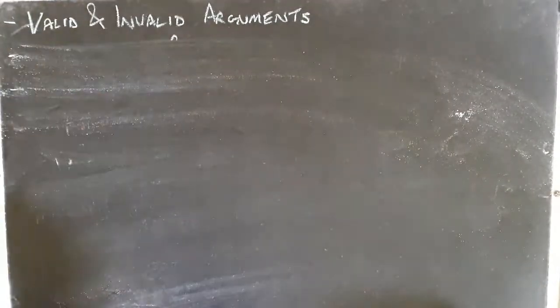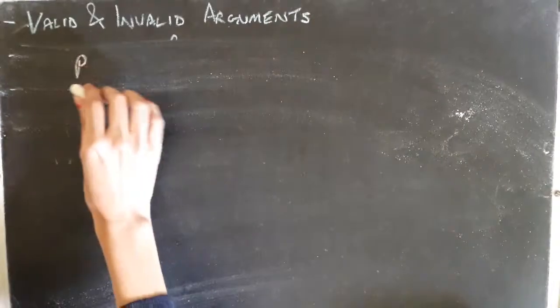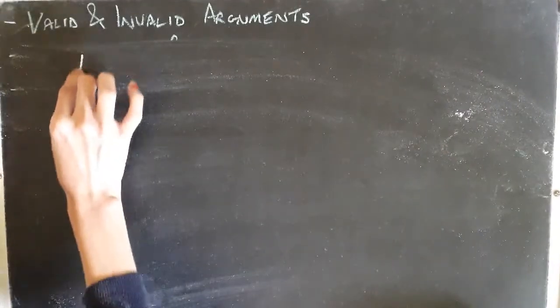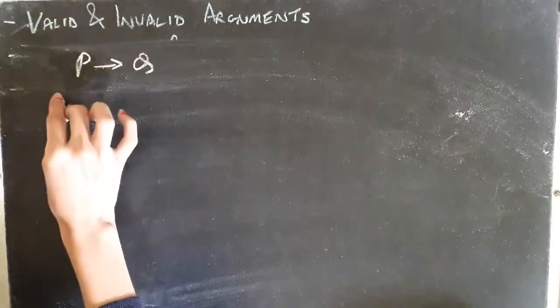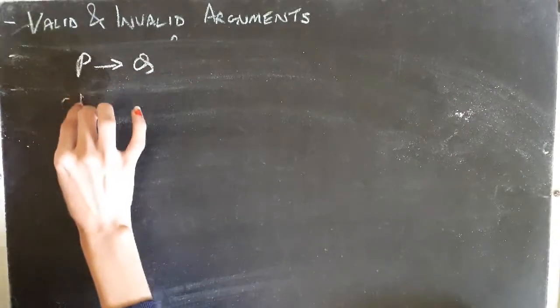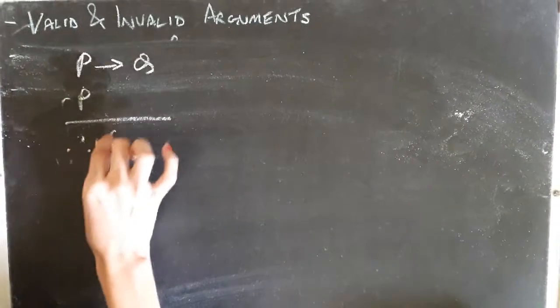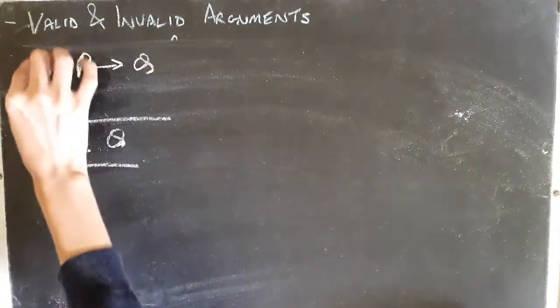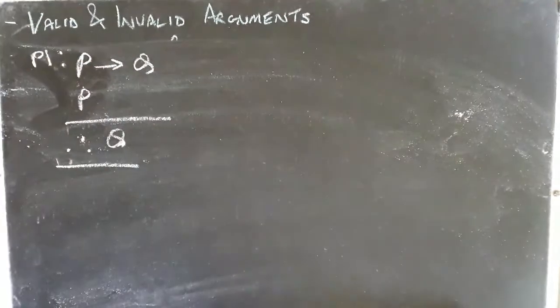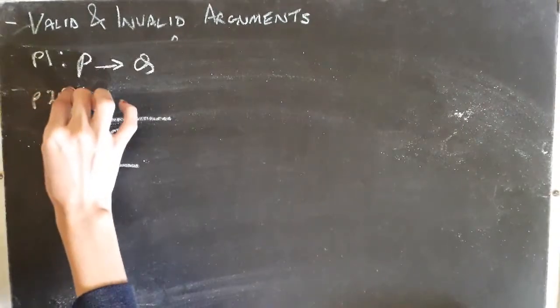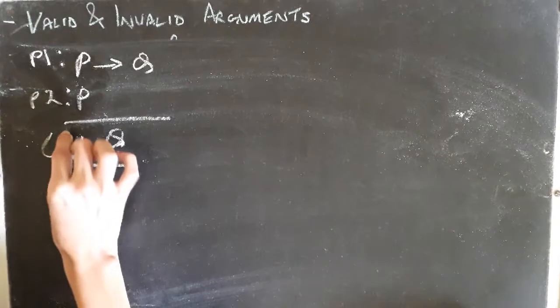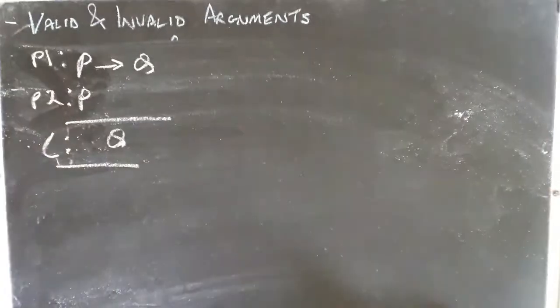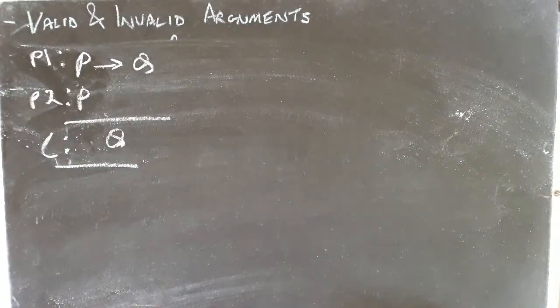Suppose it is given to us that P implies Q, P, therefore Q. This is the argument given to us where this is P1, that is the first premise, and this is P2, which is the second premise, and this is the conclusion. We need to find out whether this argument is valid or invalid. So how can we do this? We can construct a truth table.